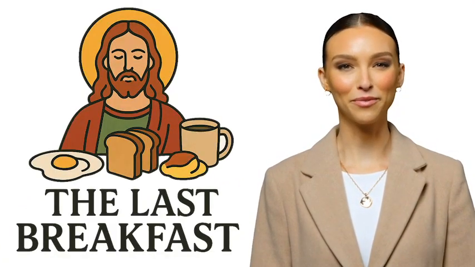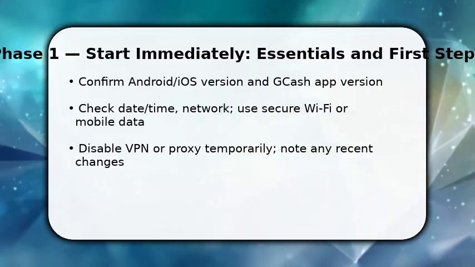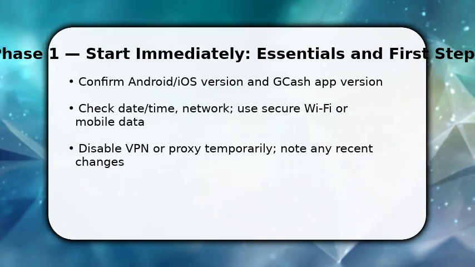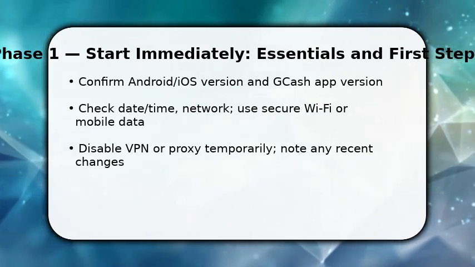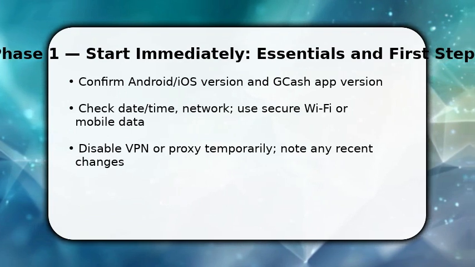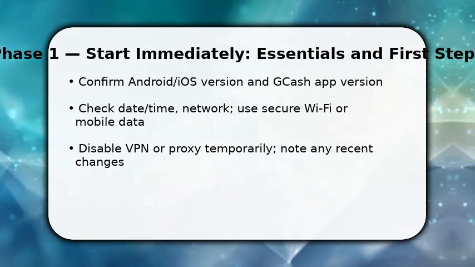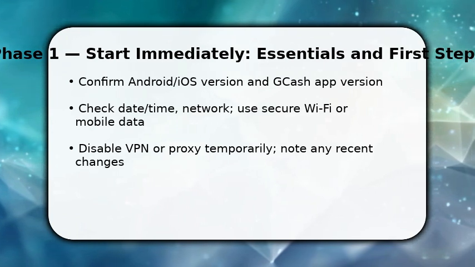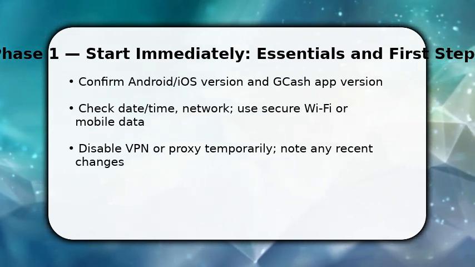Please enjoy the video. You start by confirming essentials. Your phone OS and the Gcash app are up to date because outdated software often triggers "not secure" warnings. Check date and time. If wrong, certificates fail, so make sure automatic time is enabled.